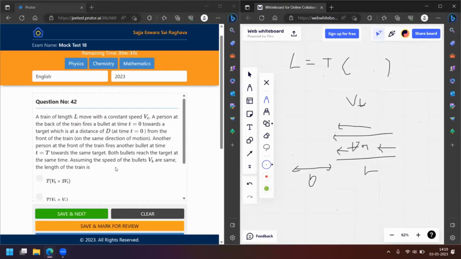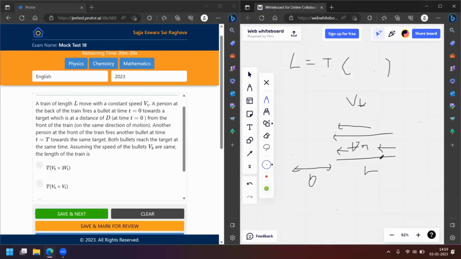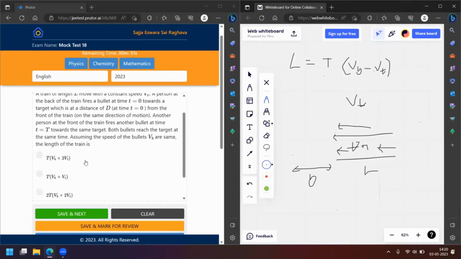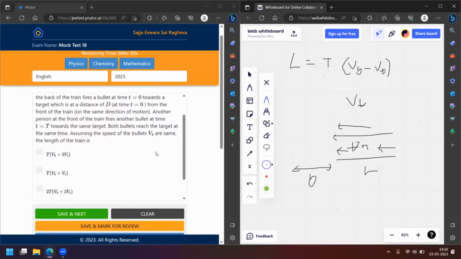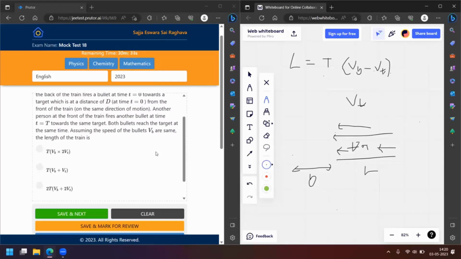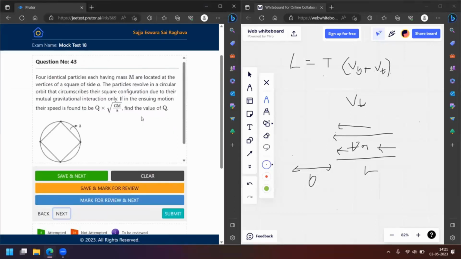Since it is not given with respect to the train, we can assume that the speeds are given absolutely. The speed of the bullet with respect to the train is the relative velocity, which will be VB. Since I think we have to consider VB relative to the train, then we get VB plus VT.